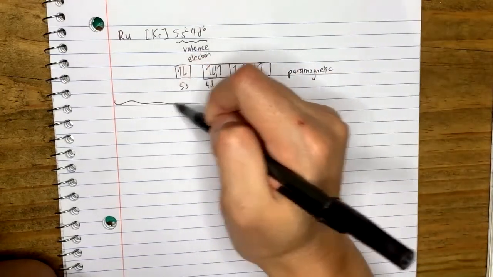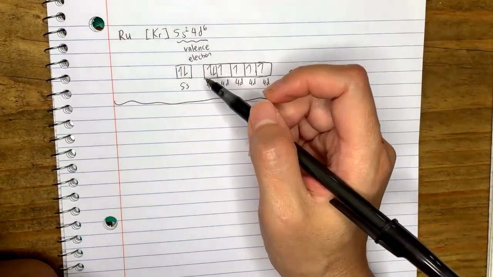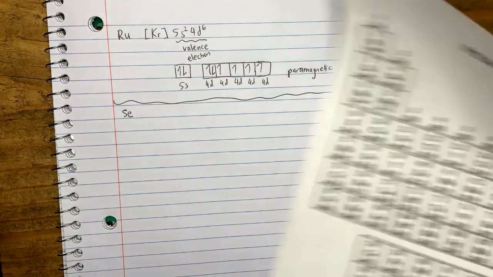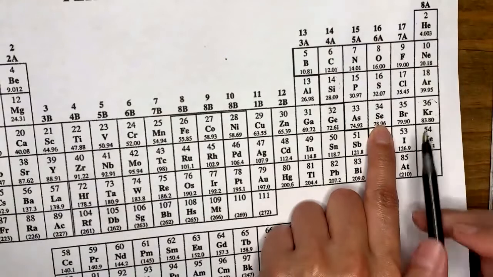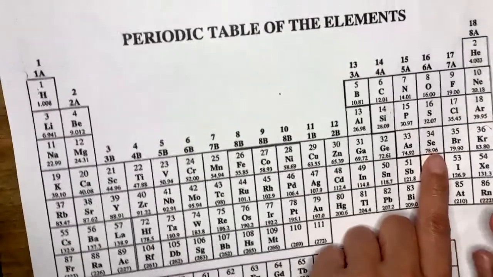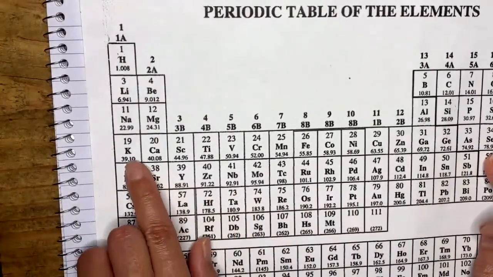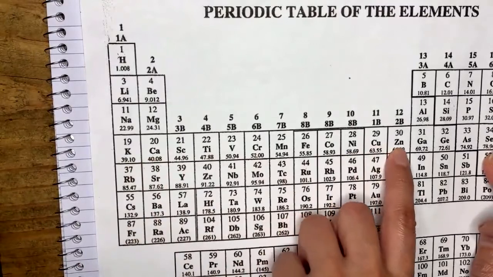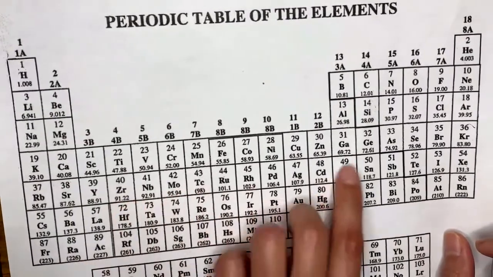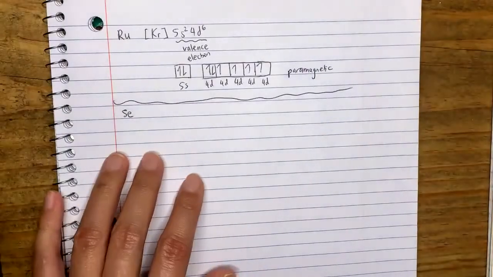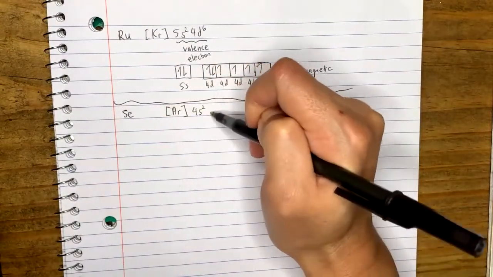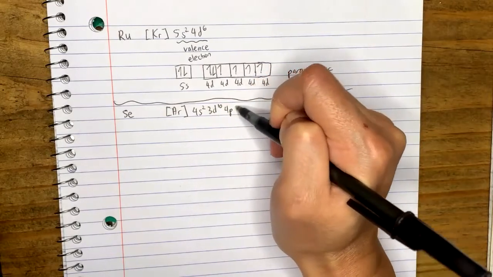Okay, so let's go to the next one. We want to do selenium. Selenium is Se. It is number 34 right there. And it's everybody in argon plus some stuff. So everybody in argon plus 4s2, 3d10, 4p, 1, 2, 3, 4. Okay, so it's 4p4. Go ahead and write it out: everybody in argon plus 4s2, 3d10, 4p4.